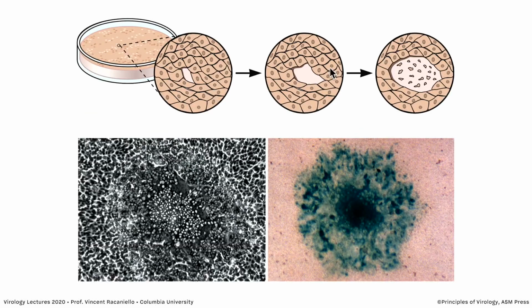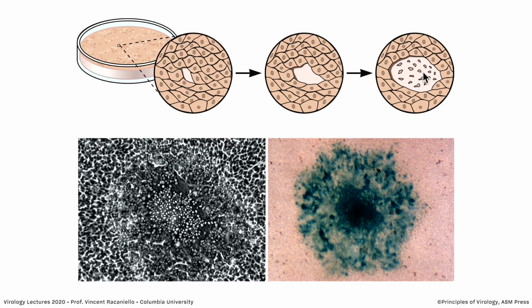So here's a microscopic look at what's going on. Here's our monolayer that we've infected. Again, we put an agar overlay on it. One cell here is infected and the cell lyses and it's gone, but it releases virus particles which infect the neighboring cells, and they get infected. The hole gets bigger and bigger, and eventually you can see it with the naked eye.